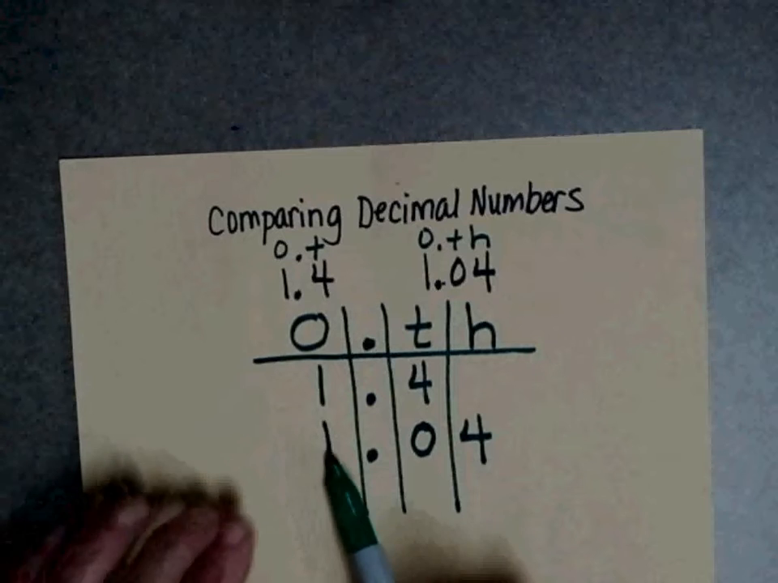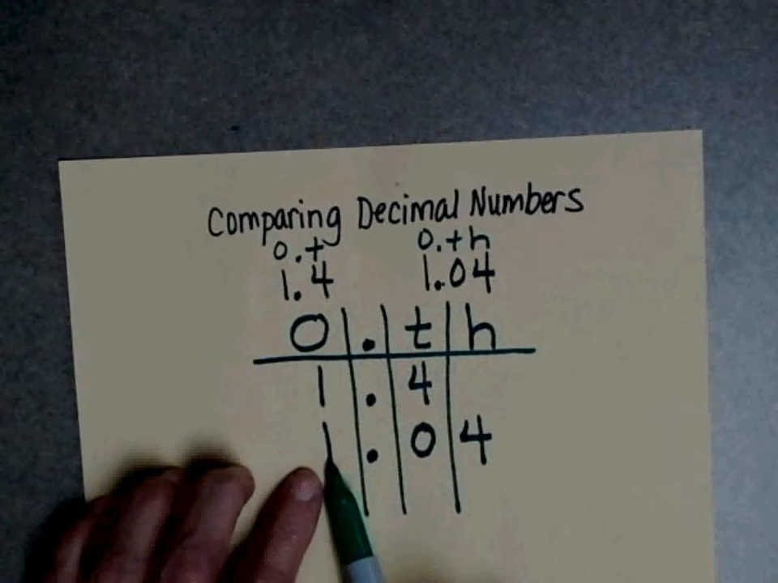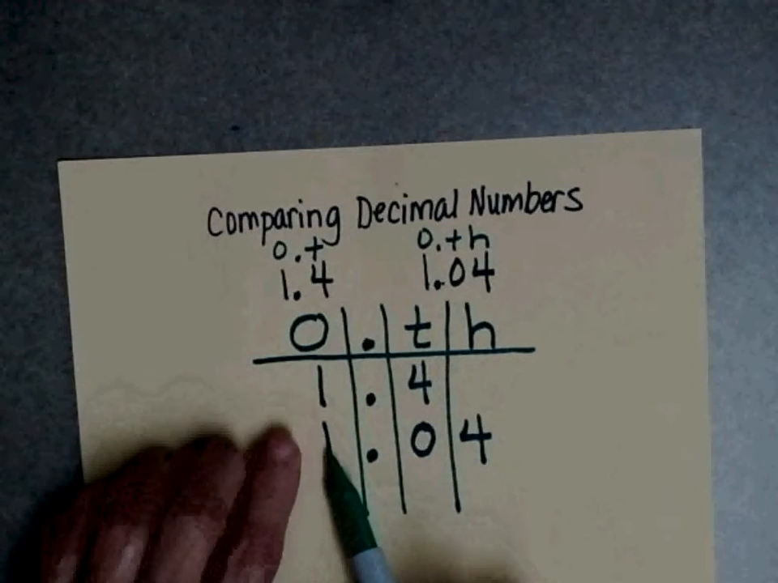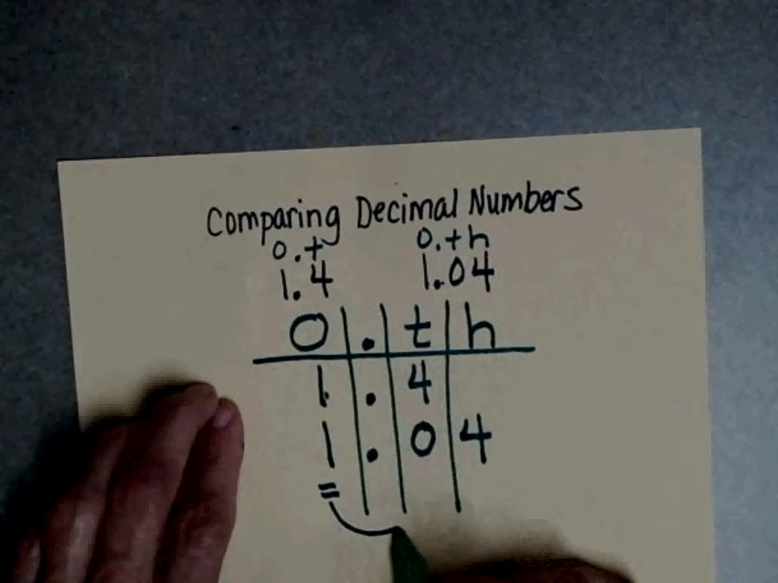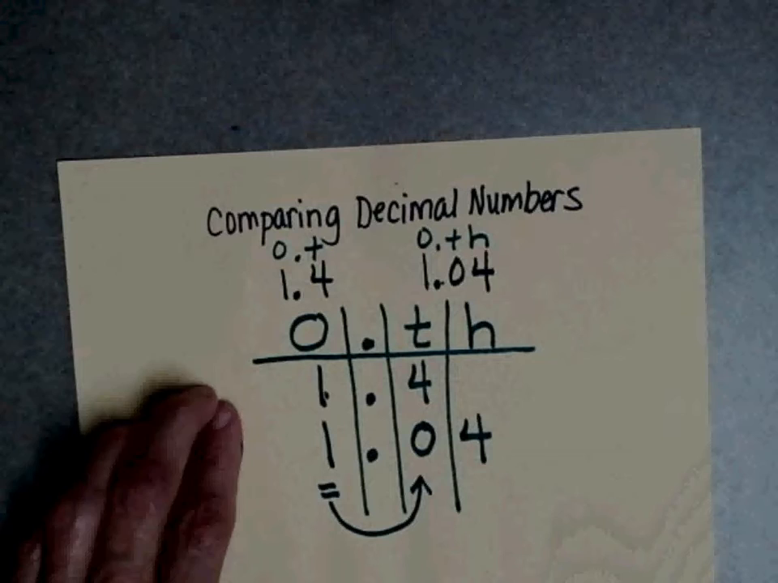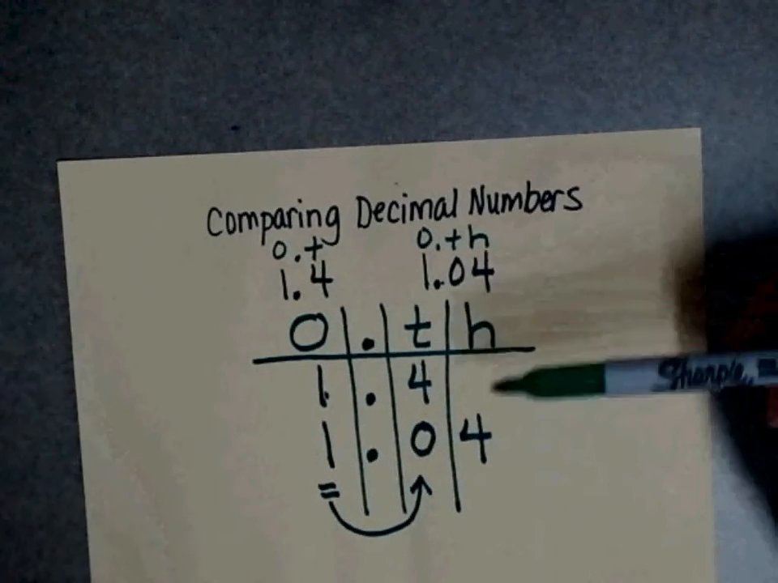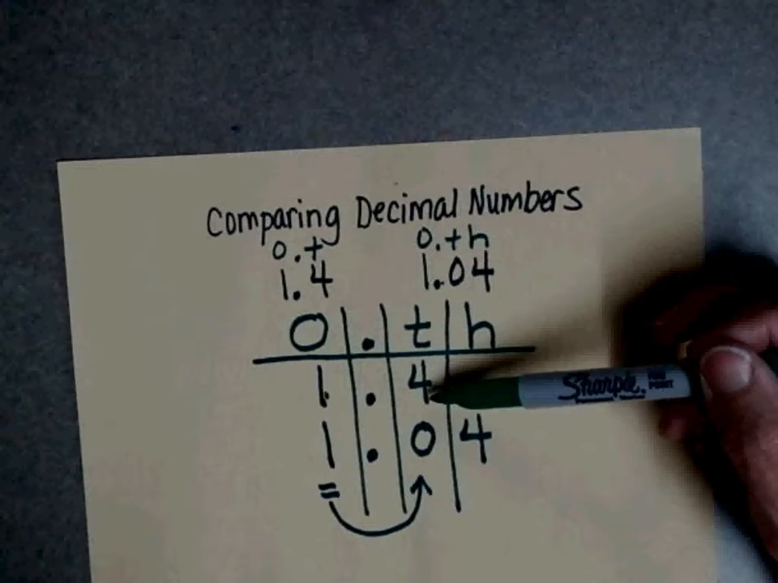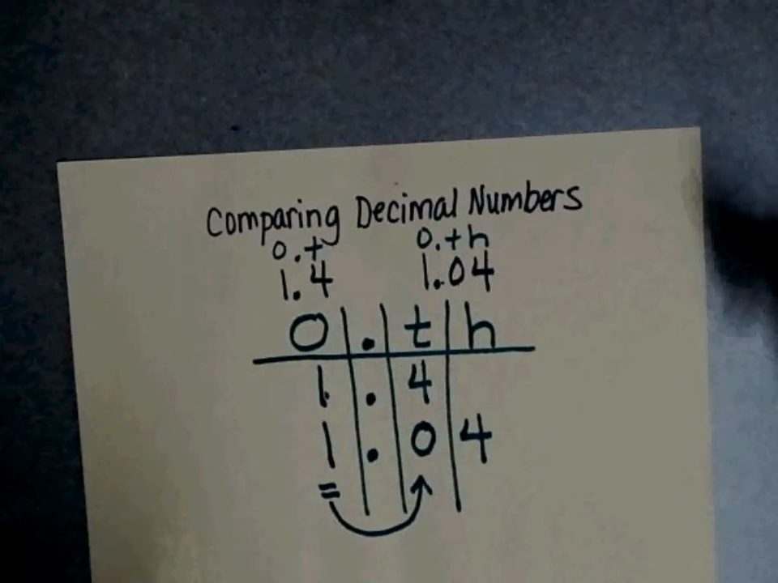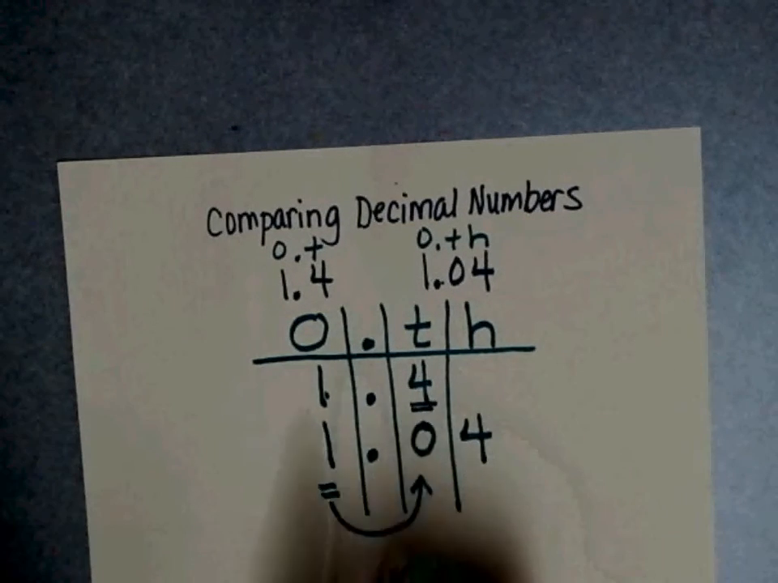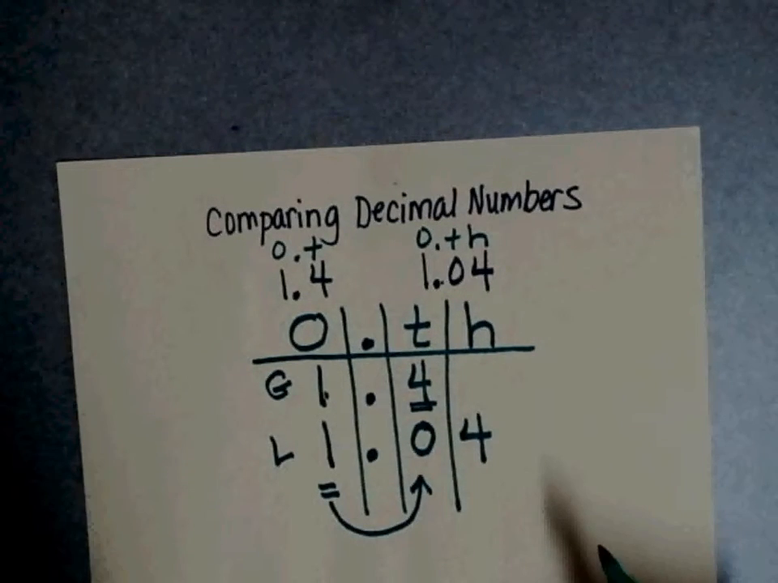So what we need to do is we're going to start in the greatest place value, which is the ones place. I have a digit 1 and a digit 1, so 1 whole and 1 whole are equal. So I'm going to go over to the right, 1 position to the right, to the next place value position, which is in the tenths position. This has 4/10 and 0/10. Which number is greater, boys and girls? This number is greater, and this number is less.